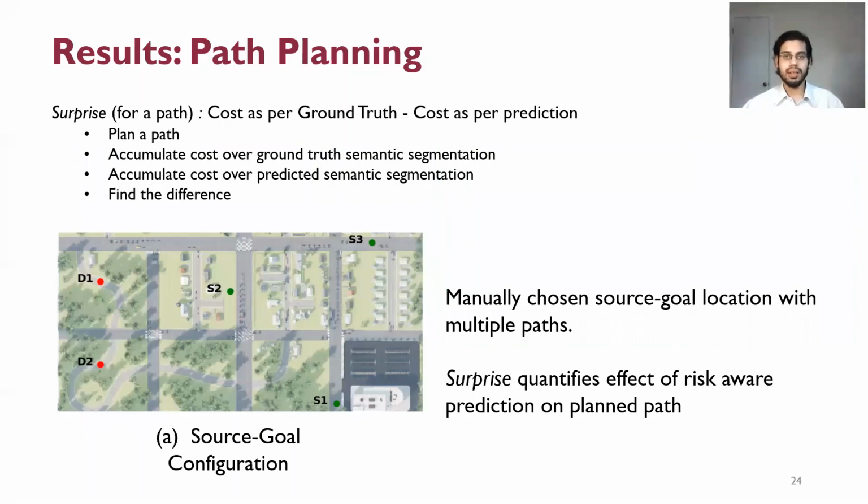In order to quantify the effect of risk-aware prediction on path planning, we define a metric called surprise. For finding surprise over a predicted path, we accumulate the cost over all the pixels lying on the path for both predicted and ground truth semantic segmentation. The difference between these accumulated costs is defined as the surprise. For analysis, we take a combination of 3 starting points and 2 destination points on the test data and predict paths with different risk aversion levels.